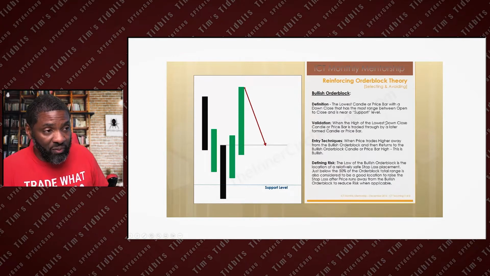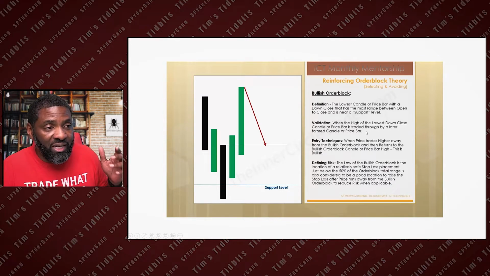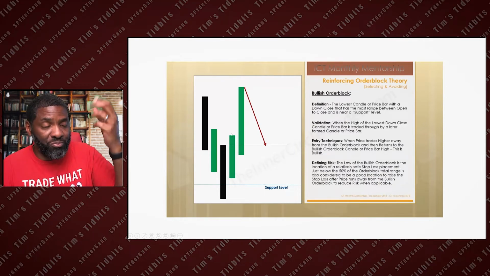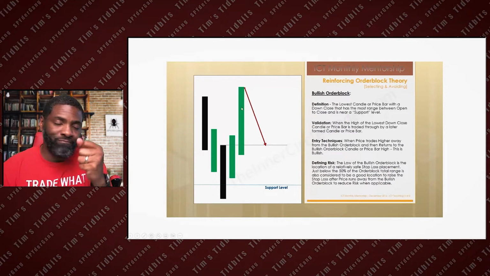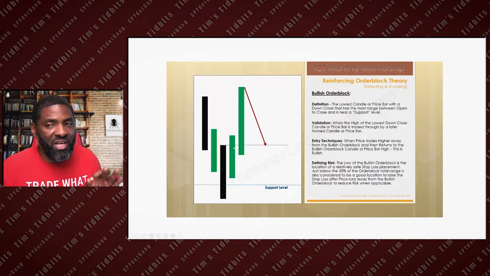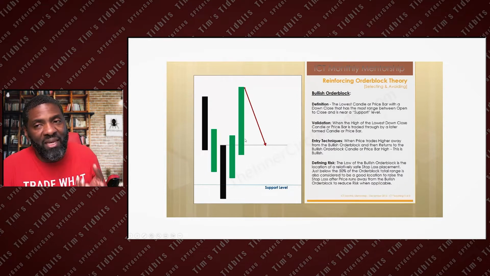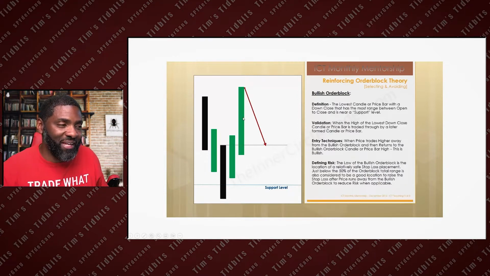Validation, what makes it the order block? When the high of the lowest down close candle is traded through by a later formed candle. Again, I like to see the violent price action, the heavy distribution. That's what makes me say, that's an order block. If it just trades up a little bit and starts dilly-dallying, technically it's an order block, but I like to see the big institutional candles. I like to see it move, right?